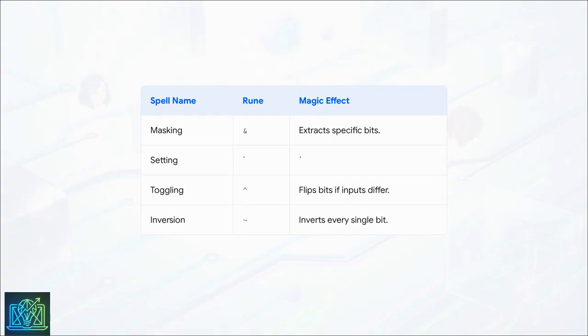First up, the AND operator is our masking spell. It's perfect for checking if a specific rune is active. The OR operator is our setting spell, which guarantees a rune is turned on. Then there's XOR, our toggling spell, for flipping a rune from on to off or off to on. And of course, the NOT spell, which we've seen before. That one just inverts everything.